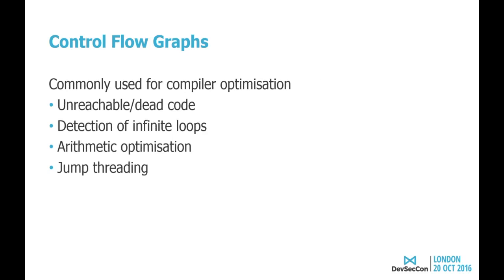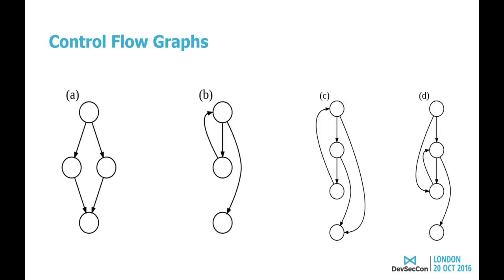Some of you might have come across it for use as compiler optimization. It's a good way of filtering out unreachable or dead code, detection of infinite loops, optimizing arithmetic, that kind of thing. To give you an example of a few, the one on the far left there, A, is a very basic if-then-else block.